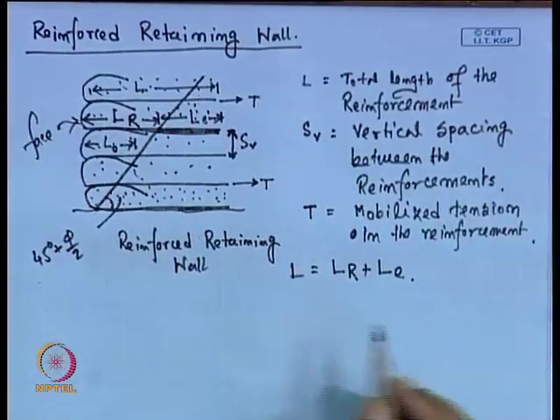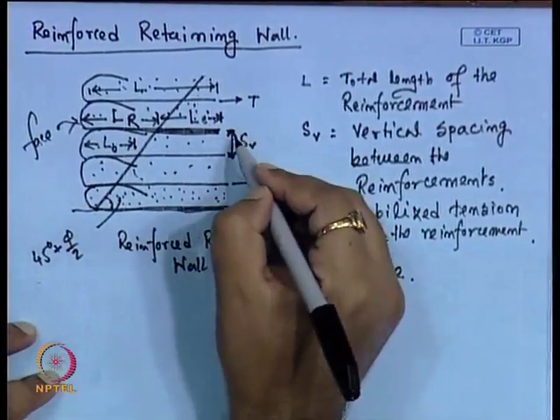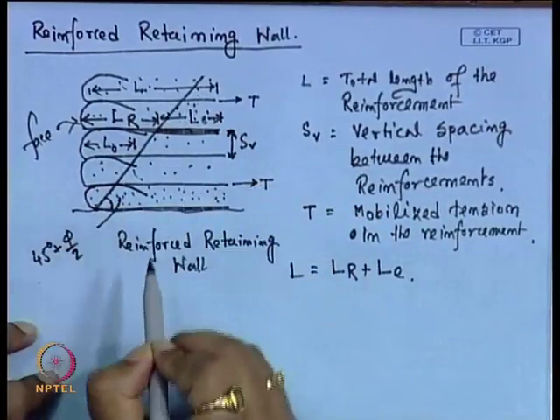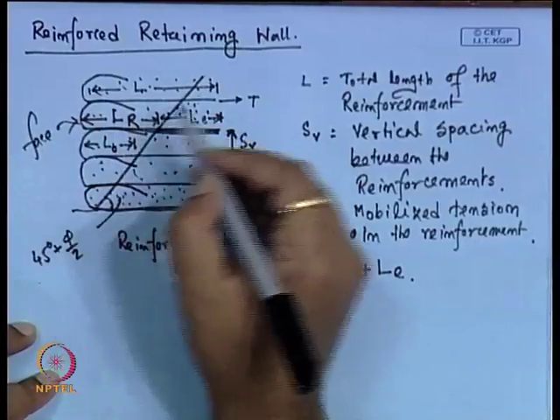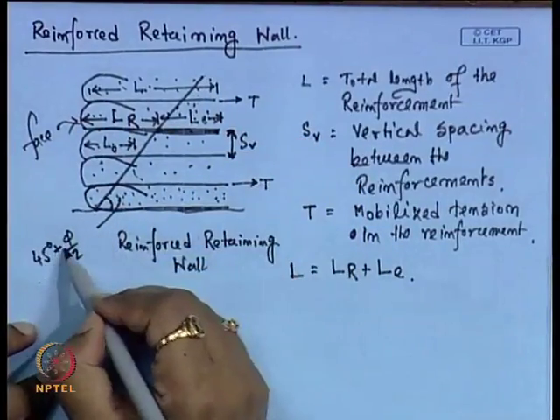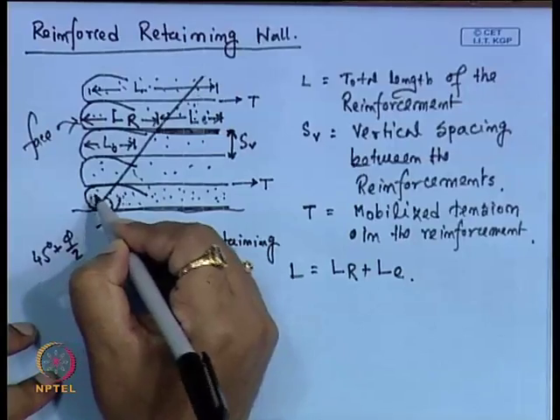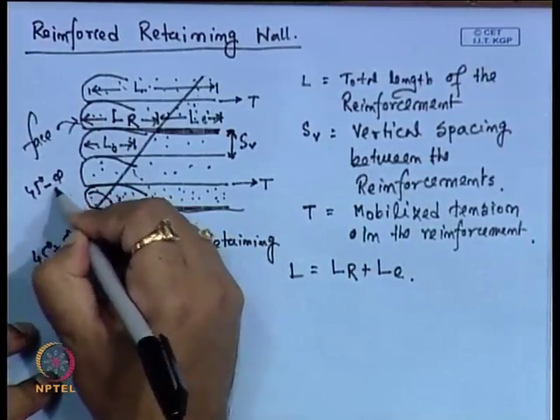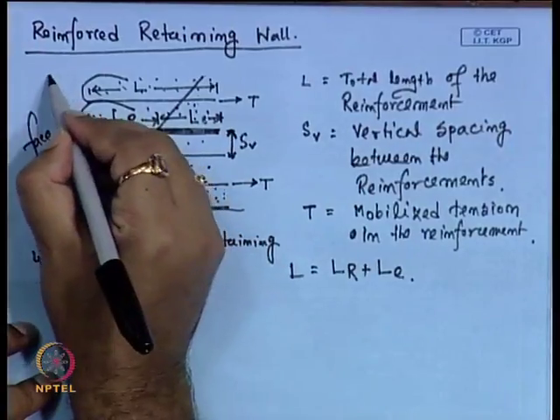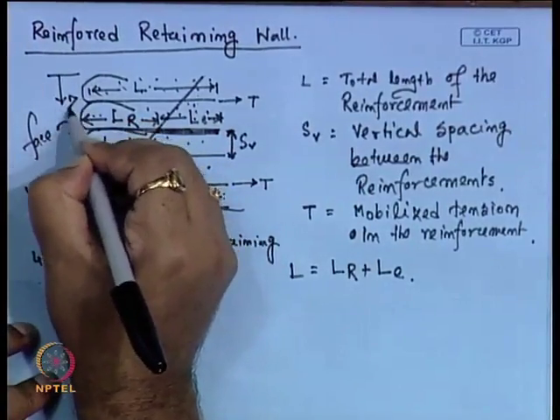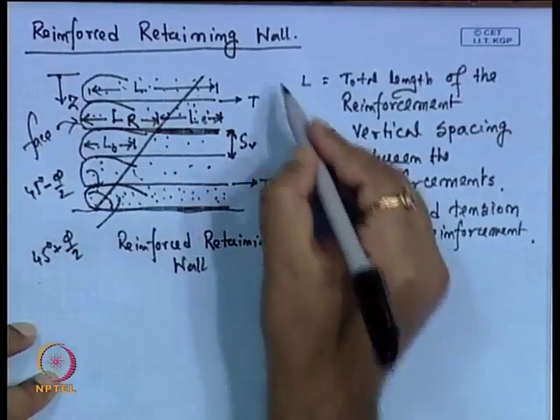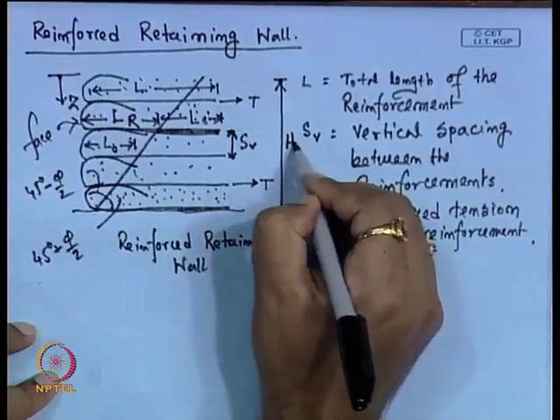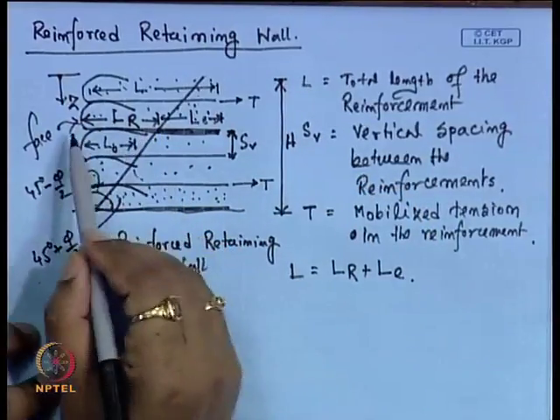Now, first we have to decide what the vertical spacing S_V is, then the anchorage length, because L_R we can easily calculate. If we consider this angle as 45 degrees minus phi by 2, and if Z is in the downward direction from the top, and H is the height of the reinforced retaining wall, then at any depth L_R we can easily calculate.